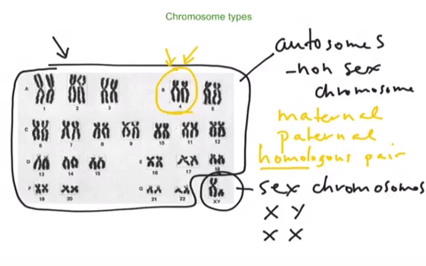So they exist as a homologous pair. Along the length of the chromosome will be exactly the same genes. Each version of the gene may be slightly different, so there may be different alleles of the same gene, but they are the same genes. They code for the same characteristic.